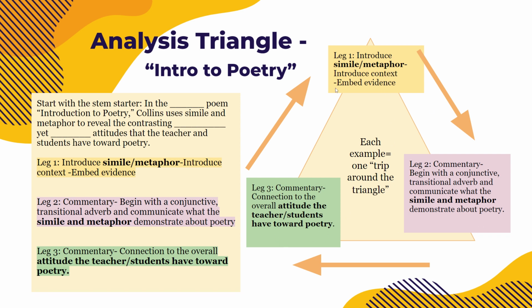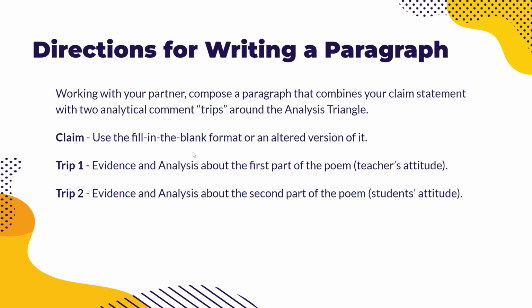You're going to take 2 trips around this triangle, one for each part of the poem. You will start with that fill in the blank claim, and then have a sentence about the teacher's attitude using the metaphor of your choice. And then a second trip around the triangle to talk about the student's attitude. This will give you a complete analytical paragraph. Good luck.